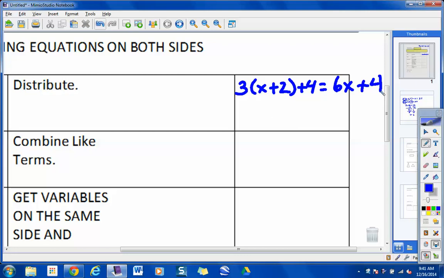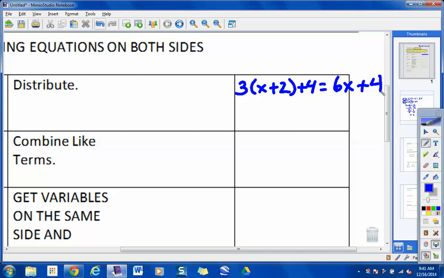So when I start working with this, step one still says to do what? You got to distribute. You got to get rid of those parentheses, okay? Do I have parentheses in this? I do. So let's rock and roll this.